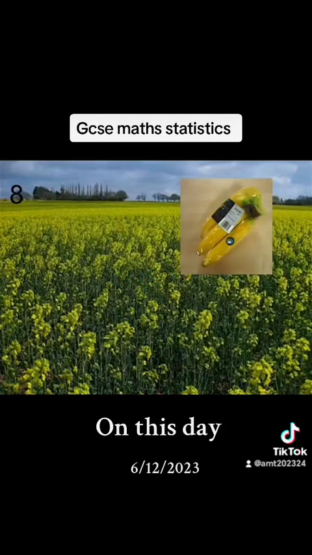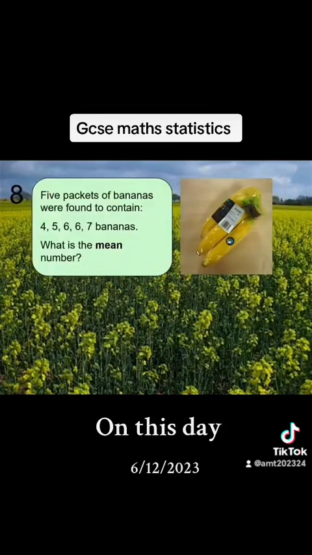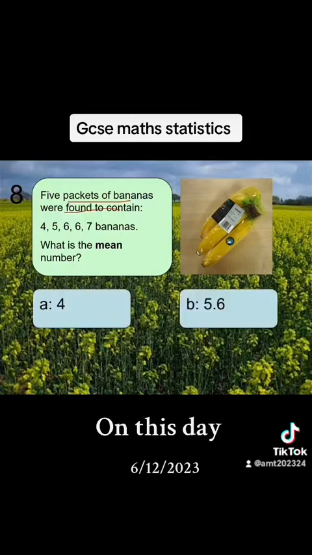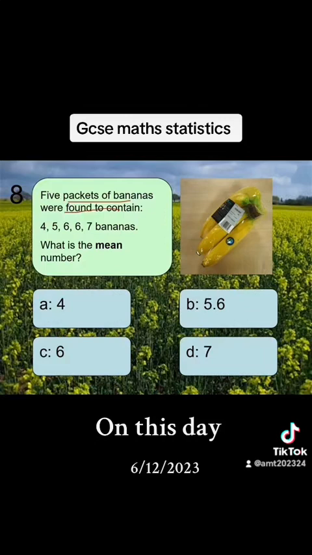Okay, question number 5. 5 packets of banana were found to contain this. What is the mean number? Is it A 4, B 5, C 6, or D 7? So you add up all the numbers and then divide it by the total frequency. So divide it by 5. 4 plus 5 is going to be 9. 9 plus 12 is going to be 21. That'll be 28 if I'm not actually mistaken, but we'll double check that.